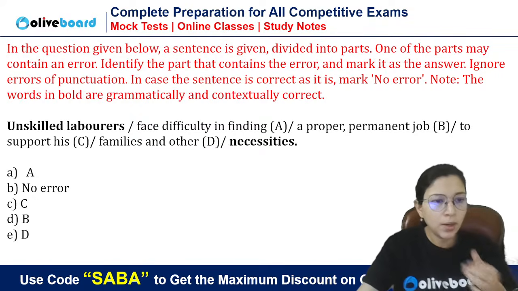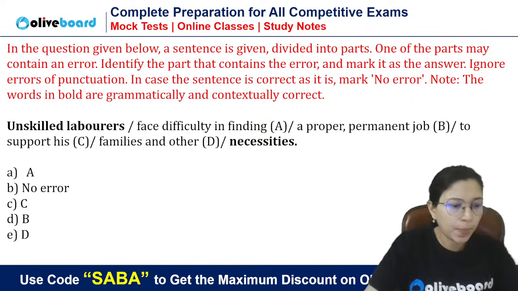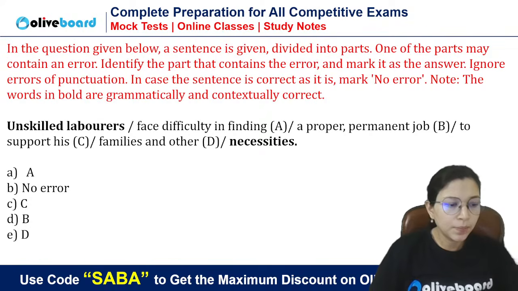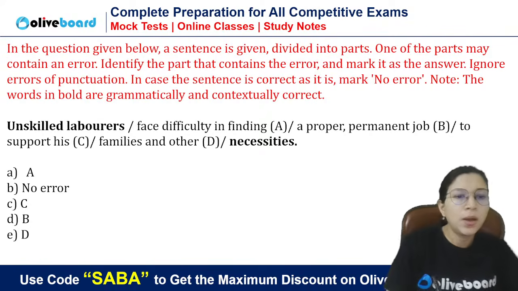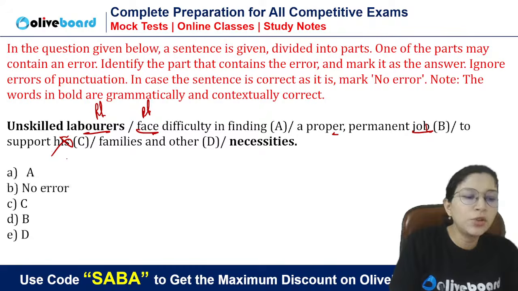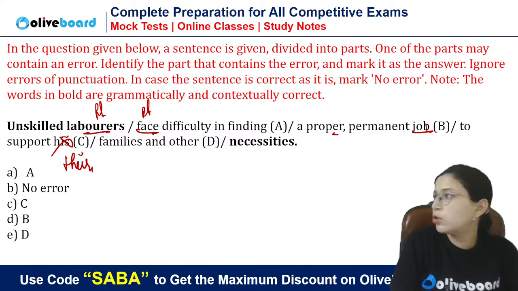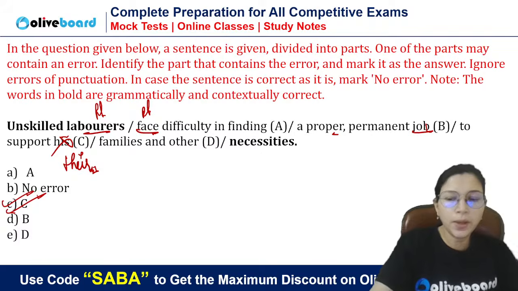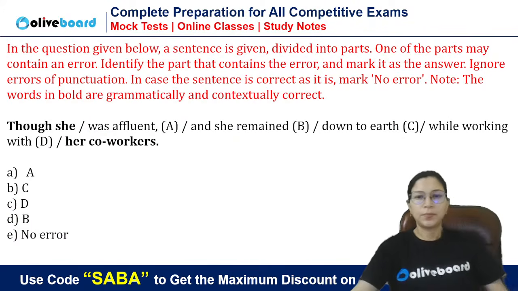Done, done. Proceed. Now I want 2x speed, rapid fire, okay? Because these are easy questions. Unskilled laborers, plural. Face difficulty, plural. In finding a proper permanent job to support his families or their families, because laborers, plural, so we need their. So error is in C part, the answer will be CC. Okay, next.